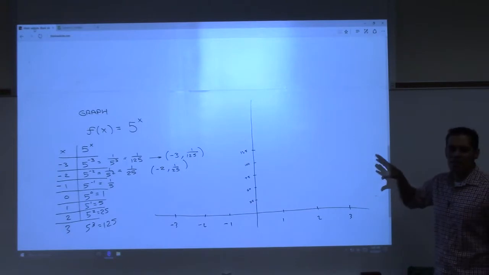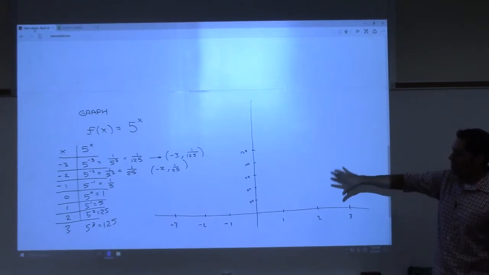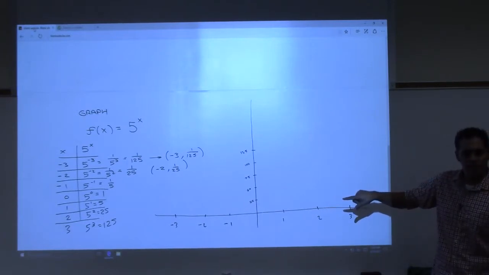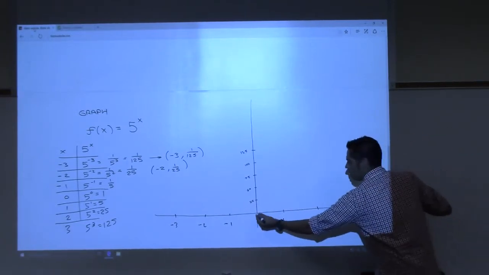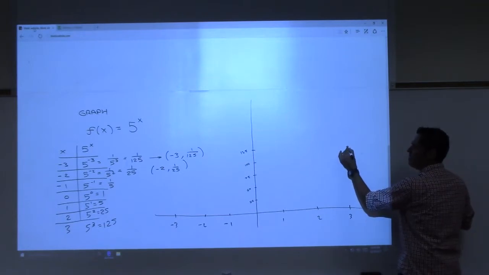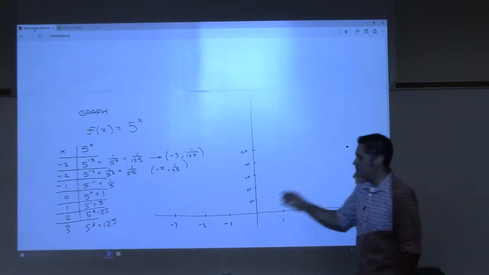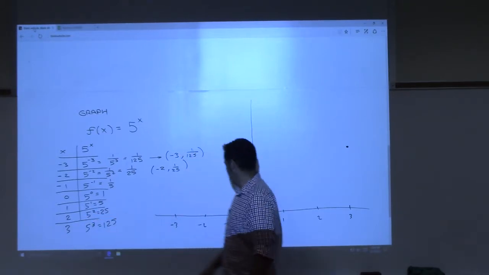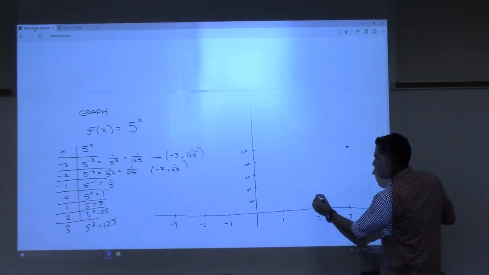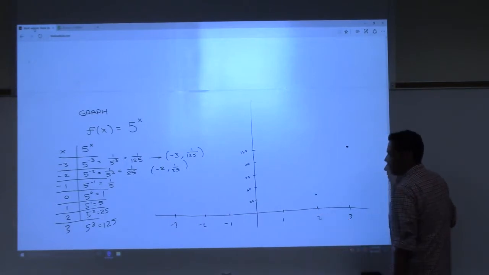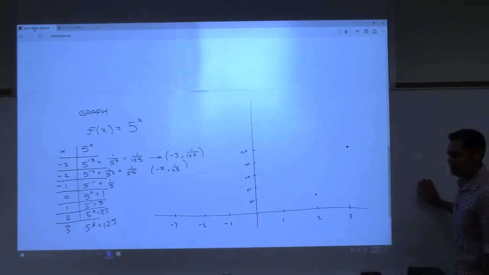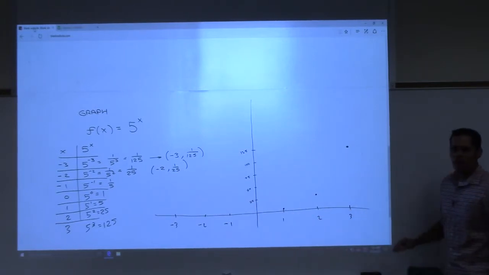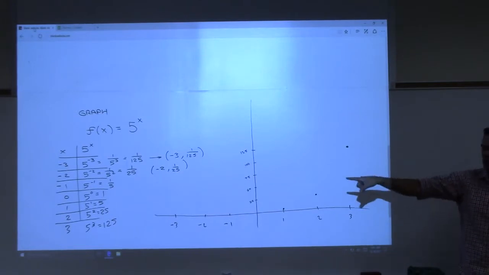Let's do the ones that are the easiest to graph right now. What do you think is the easiest point to graph on this entire thing? 3, 125? Think so? Because that one's pretty easy to see. It's right here, right? How about 2, 25? Is that pretty easy to put up there? Yes. 2, 25 is about right here. 1, 5, right about in here. And now what's happening as I go that way?